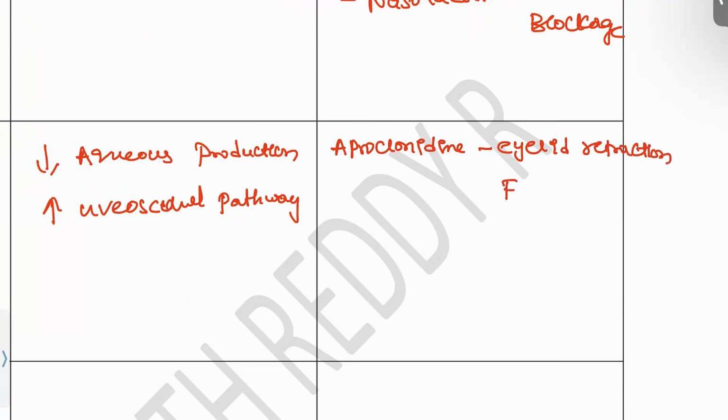What are the side effects of the alpha agonists? We have two types of drugs. One is apraclonidine. So this will cause patients to have eyelid retraction and also follicular conjunctivitis. And mydriasis is seen in this patient.